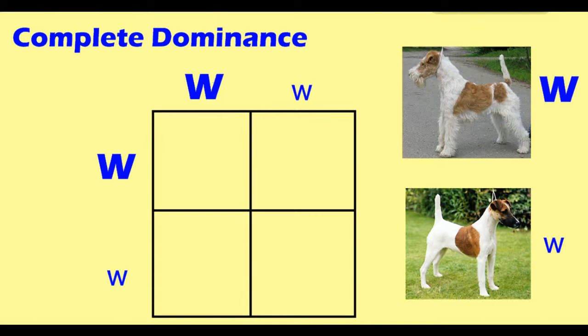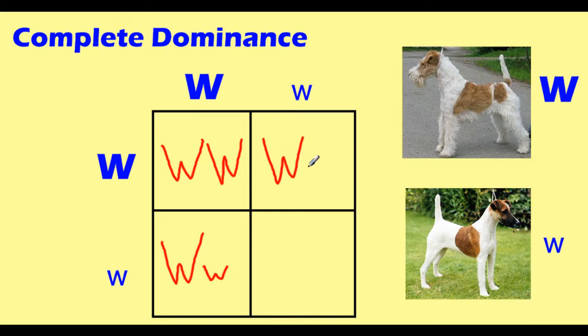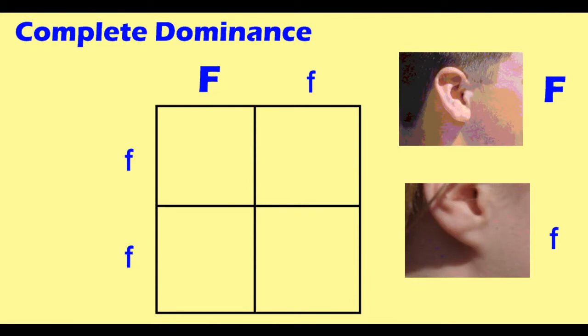The first type of inheritance we want to look at is called complete dominance. That's where one gene is totally dominant over the other. In this case, the wire hair is dominant over the smooth coat. When you cross two parents who are both heterozygous, in other words, they both have wire hair, however, they carry a little w. That's the gene for smooth hair. So in this case, you see that the one offspring is indeed a smooth coat.